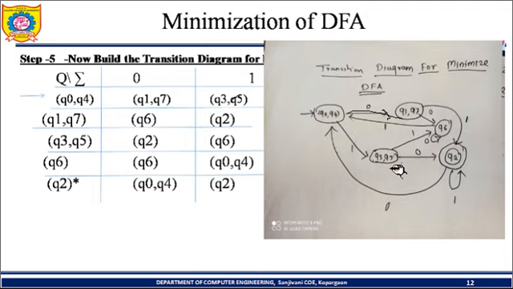Next, Q3 Q5 is one block. On 0, it goes to Q2. On input 1, it goes to Q6, so we have shown it. Q6 on 0 goes to Q6, the same state. Q6 on 1 goes to Q0 Q4. Q2 on 0 goes to Q0 and Q4. And Q2 on 1 goes to Q2. So we have drawn the transition diagram.